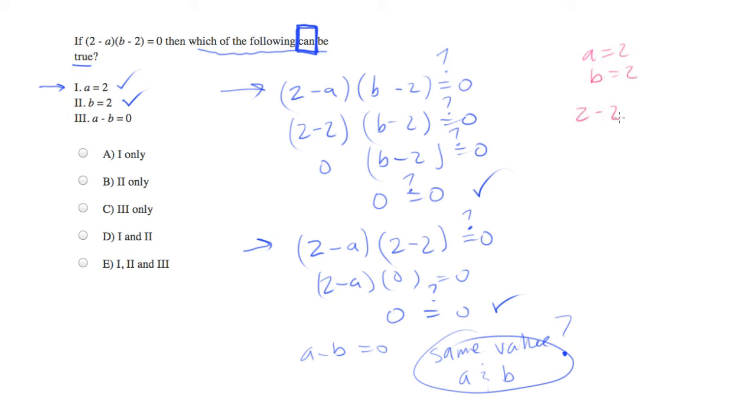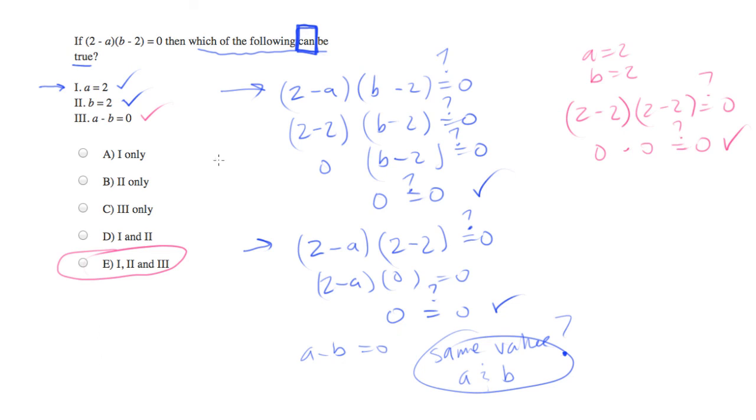We'll get 2 minus 2 times 2 minus 2 equals 0, and that's a question, which is 0 times 0 equals 0. Is that true? Yes. So the third Roman numeral is true as well. And the correct answer here is E.